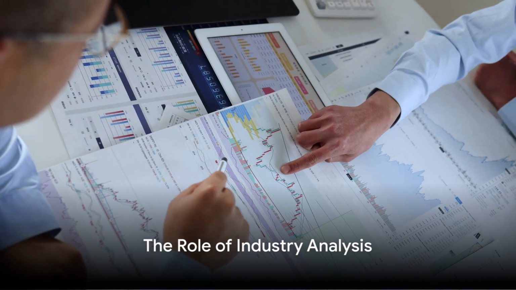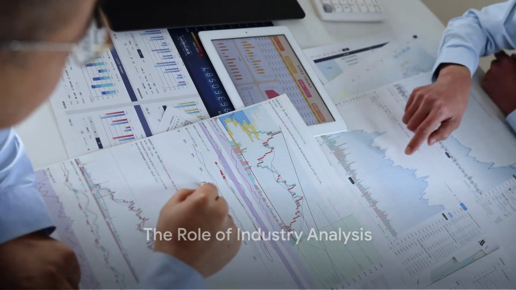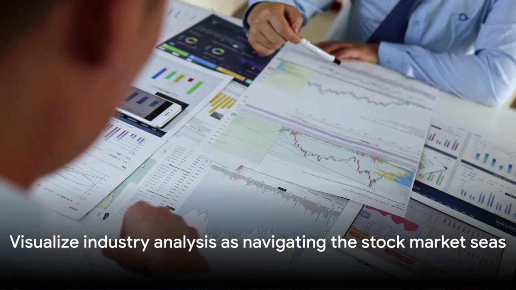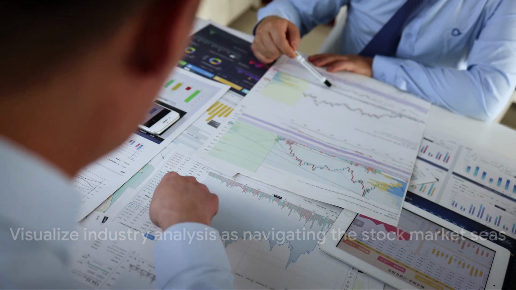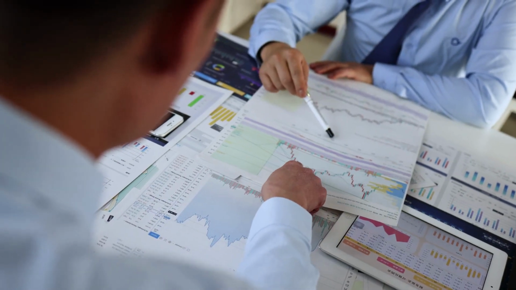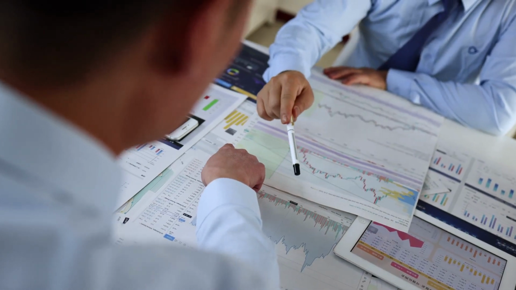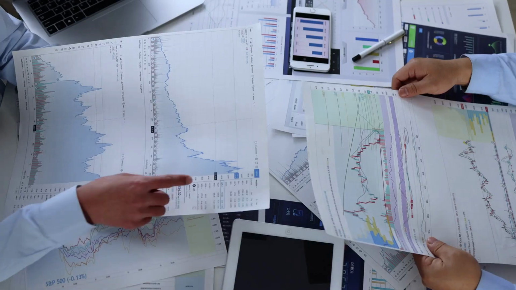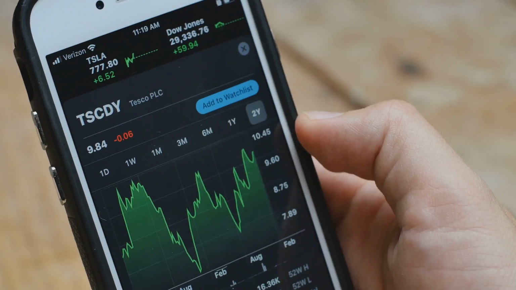But evaluating a stock isn't just about crunching numbers. Industry analysis plays a vital role too. Imagine a company as a ship sailing the vast ocean. Its performance isn't just about the strength of its hull or the skills of its crew, but also about the waters it navigates. That's exactly how industry analysis factors into stock evaluation.